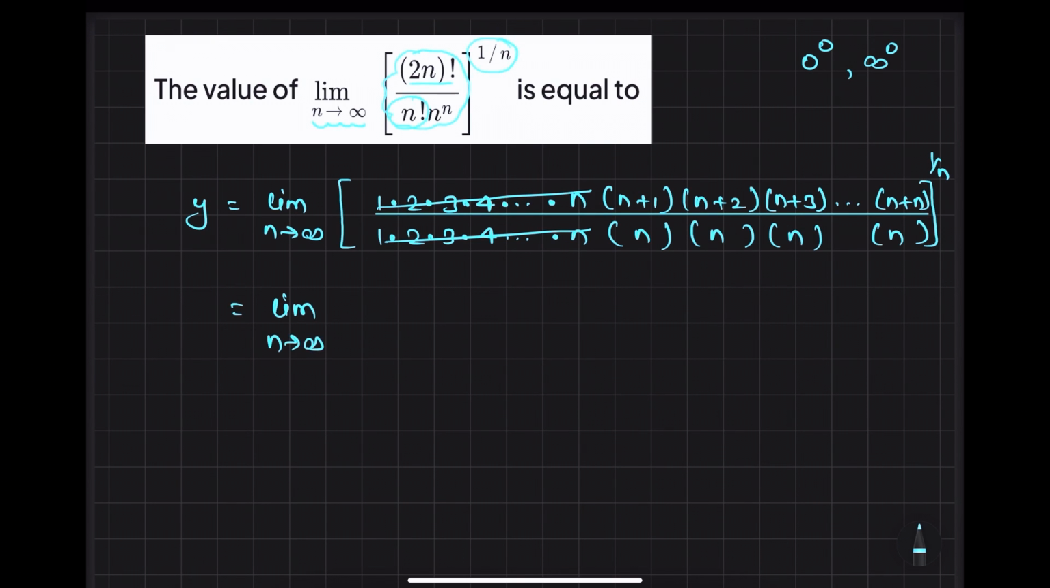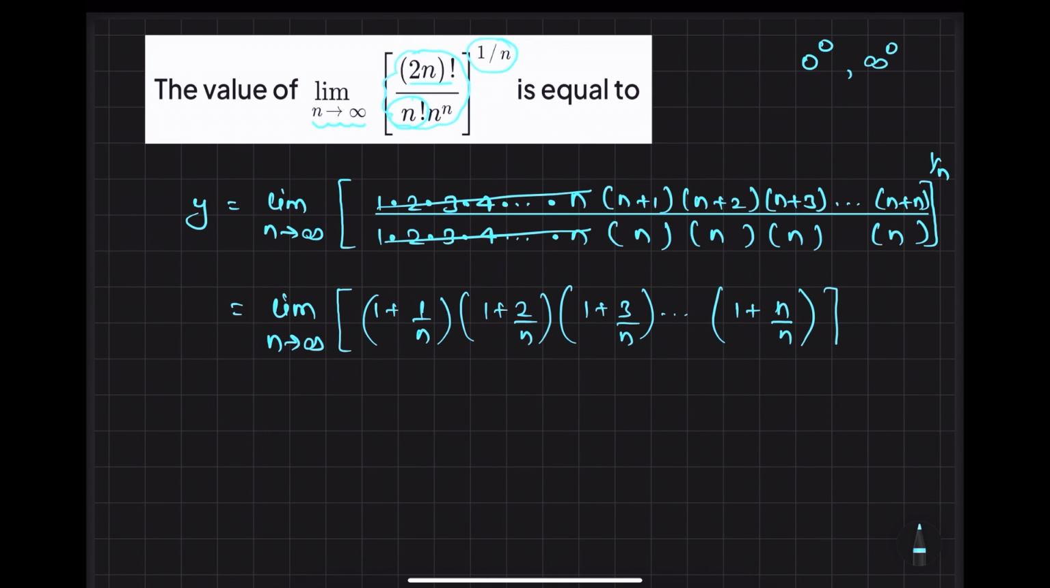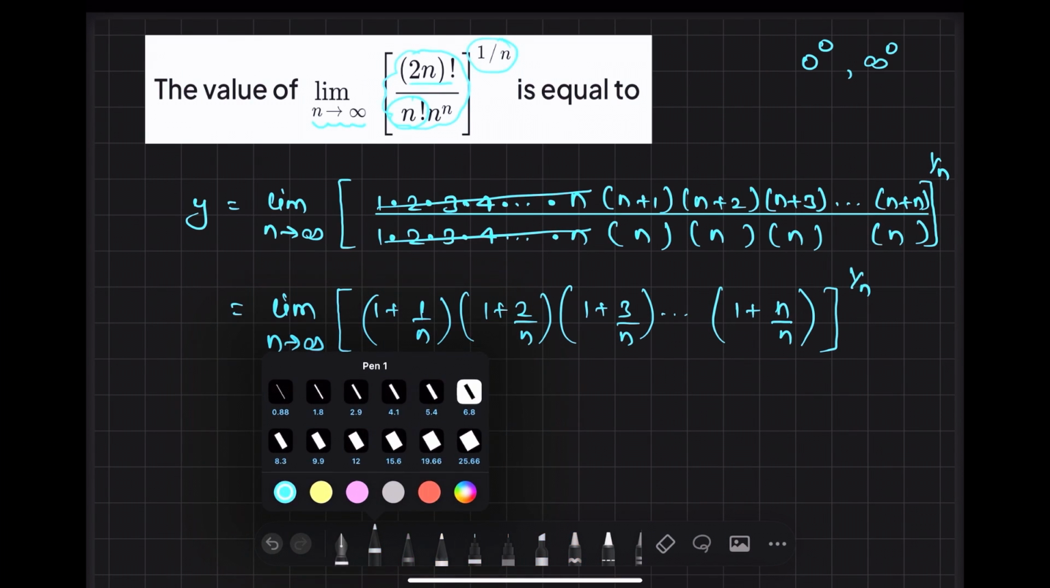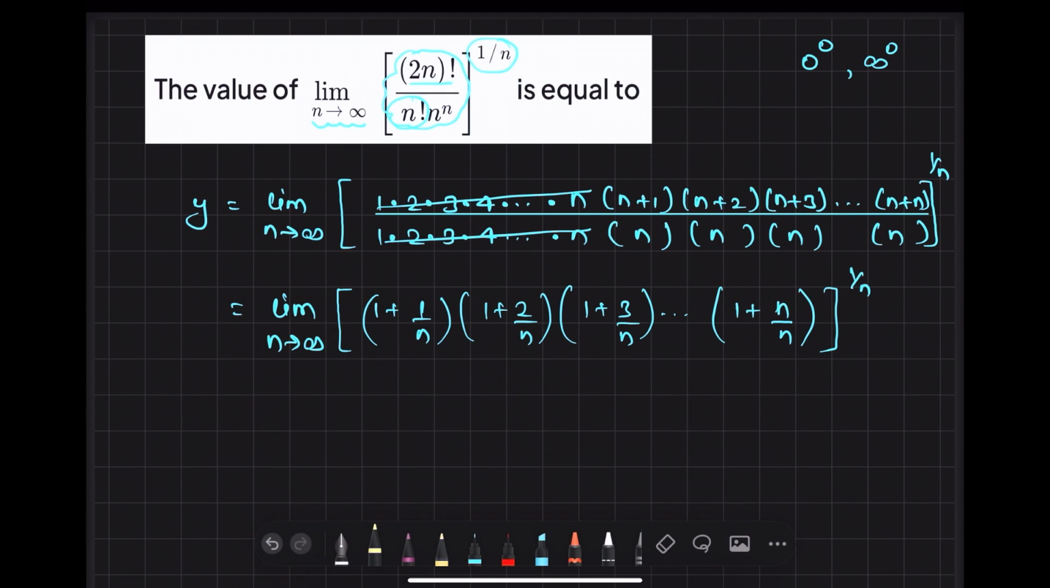So n tends to infinity, and you have 1 plus 1 by n, product with 1 plus 2 by n, product with 1 plus 3 by n, dot, dot, dot, and then 1 plus n by n. Now this question reminds you of something. The power is 1 by n. Yes, we have solved the same question in the previous session, that is D4. Okay, so look at how it will go.